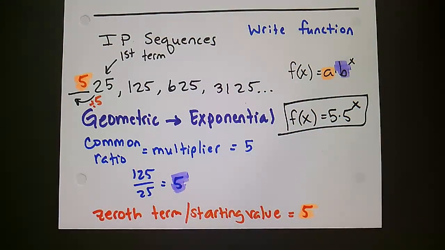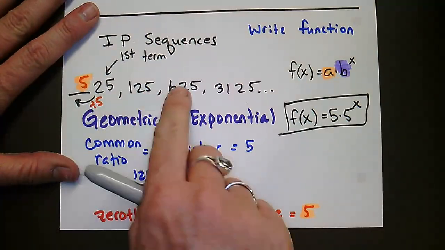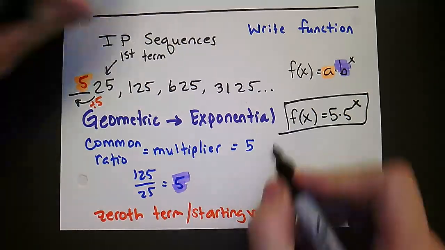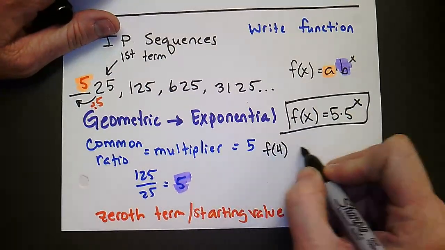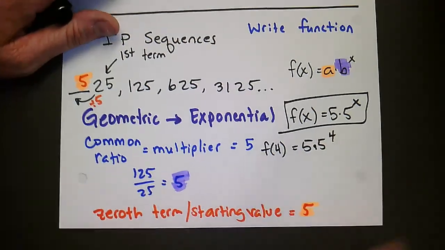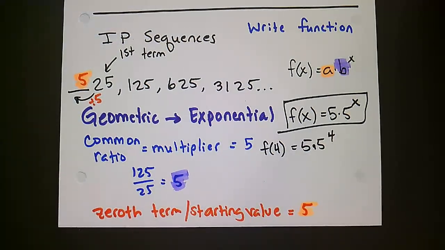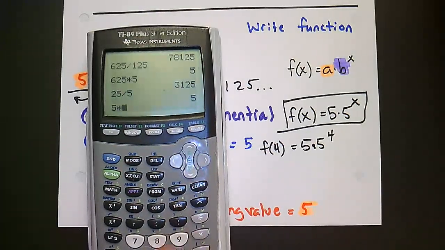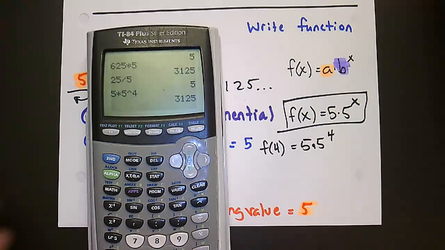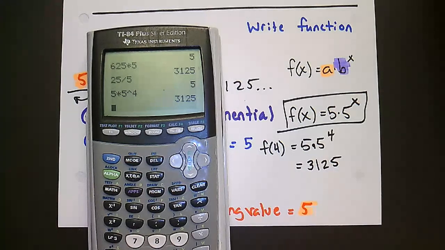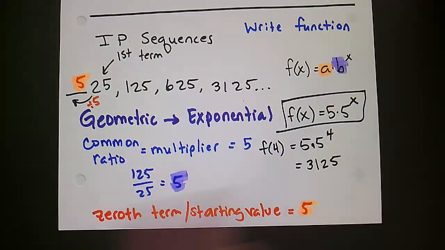Now I can verify that this works. Look, my 1, 2, 3, my 4th term is 3,125, meaning if I input 4, if I do f of 4, 5 times 5 to the 4th, that's going to give me hopefully 3,125. 5 times 5, raise that to the 4th, 3,125. So that would be my answer then.